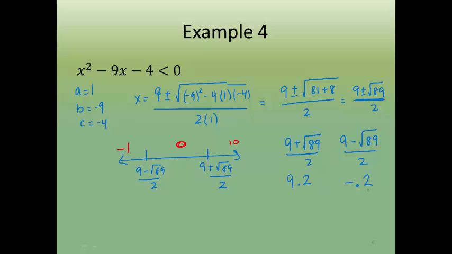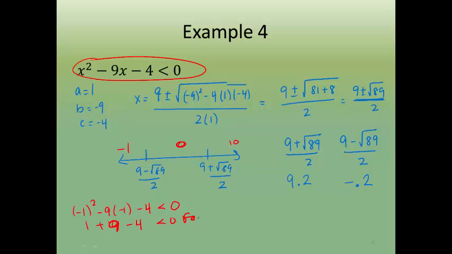So I am going to go ahead and test the -1, and I have to use the original. So that means -1 quantity squared minus 9 times -1 minus 4, is that less than 0? That makes 1 plus 9 minus 4 less than 0. That is false. Okay, so the next spot, oh, these should probably be open circles, right? I forgot about that.